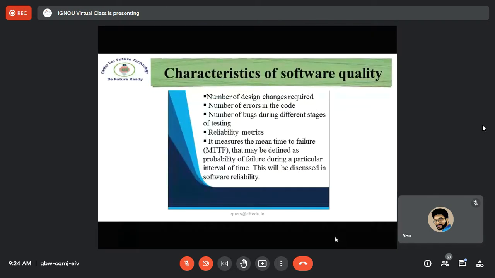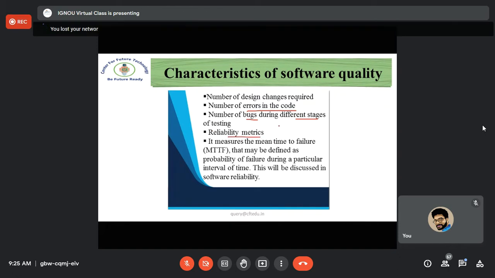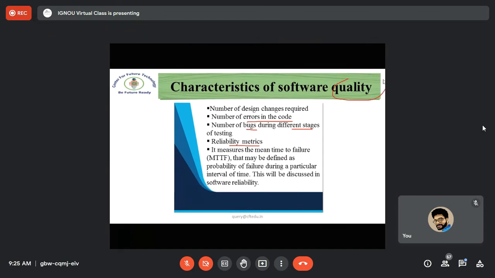Some characteristics of the software quality, how to gauge the software quality, is how many times I have applied changes to the design document, how many errors there are in the code, how many bugs there are during the different stages of testing, what is the value of the reliability metric. All these parameters reflect the quality parameters of the proposed software.